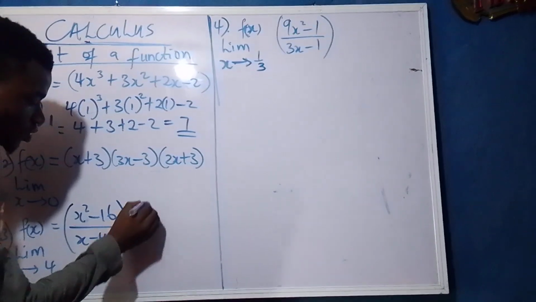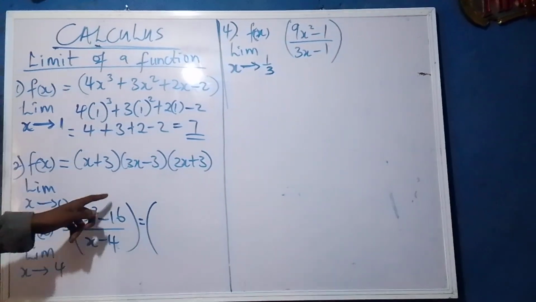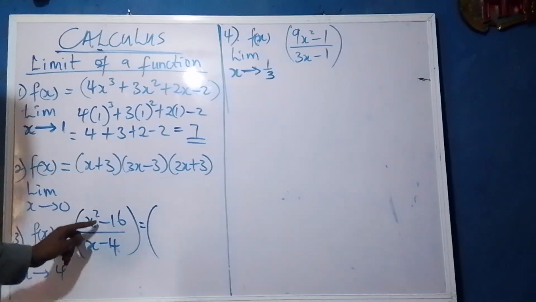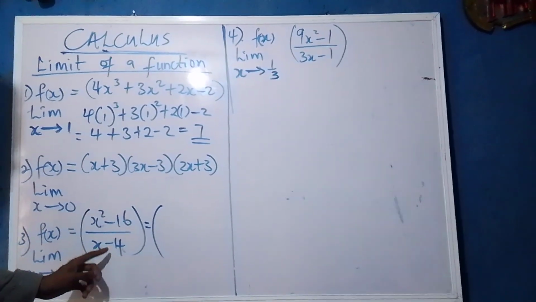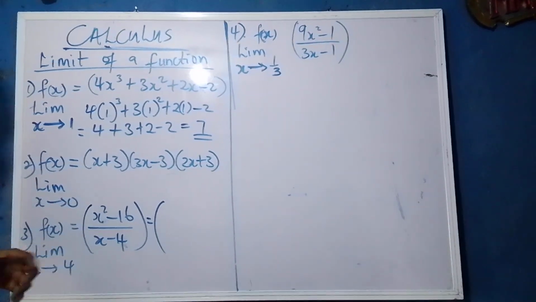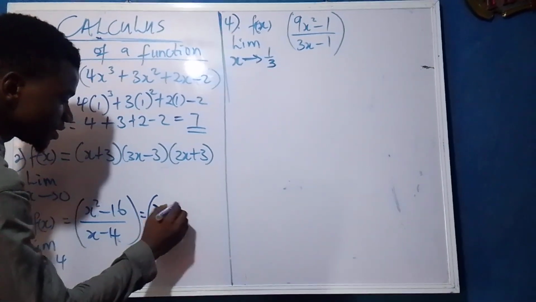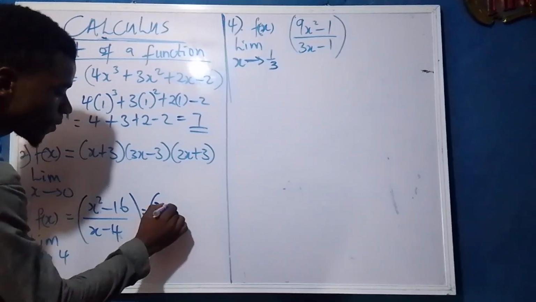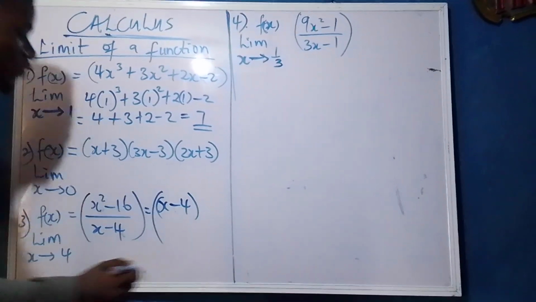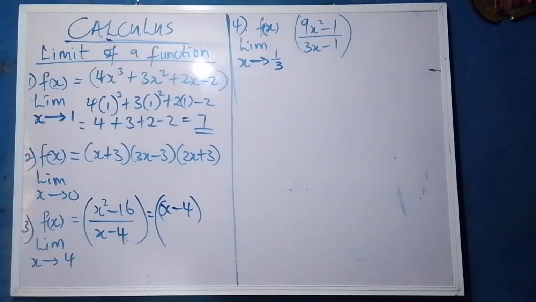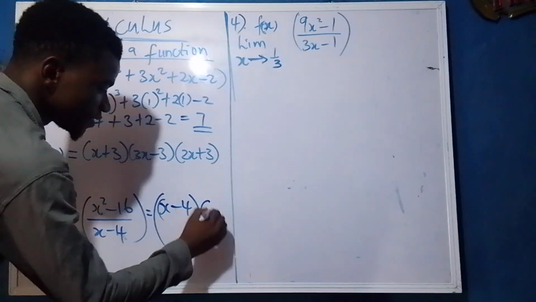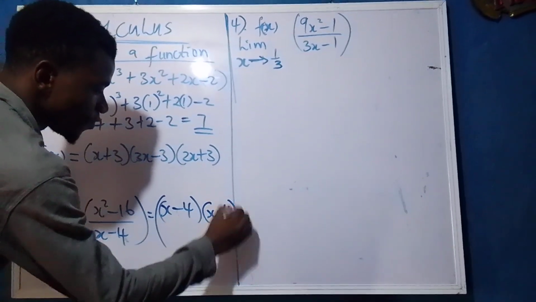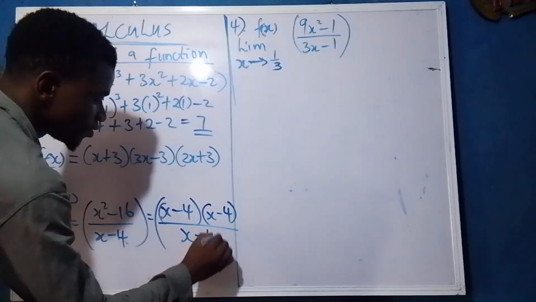Number 3 has to do with us factorizing this, because x squared minus 16 is possible to be divided by x minus 4 by factorizing it. So how do we factorize it? That will be x plus 4, x minus 4, which is one of the values that we're going to be having, and x minus 4 over x minus 4.